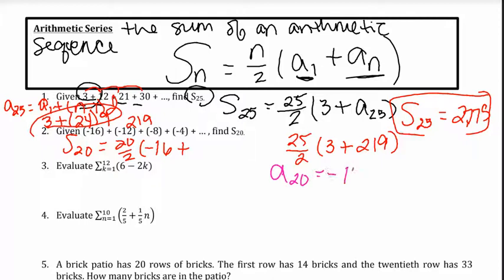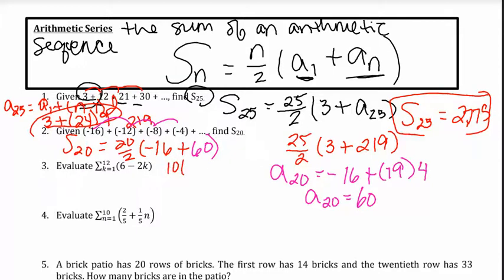So my first element is negative 16, plus 20 minus 1 is 19, and my common difference is 4. So a sub 20 is negative 16 plus 19 times 4, which is 60. So then I'm going to come over here and plug that in there. And then I just would type the rest in my calculator. 20 divided by 2 is 10.